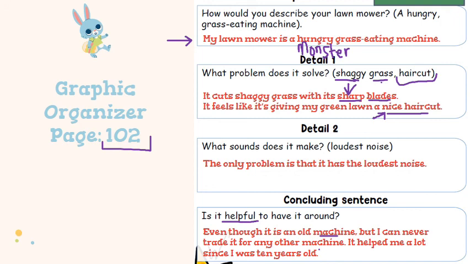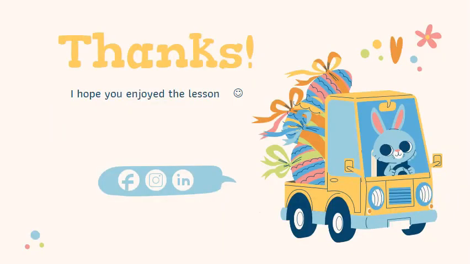Writing means creativity. Okay, so maybe you can do this page in your mega pack books and share it with me. So this is the end of our lecture.